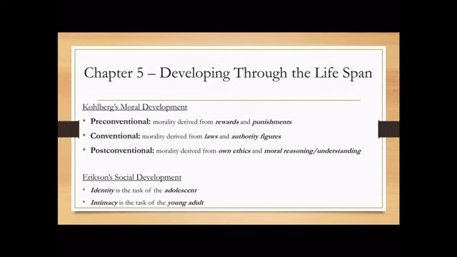And then post-conventional is your own understanding of morality. It can be correct or incorrect, but you're using your own ethics and moral reasoning to inform your moral decisions. And then you don't have to memorize Erikson's whole thing. You just need to know that identity is the task of the adolescent and intimacy is the task of the young adult. So once we figure out our identity crisis, we move on to that need for intimacy.